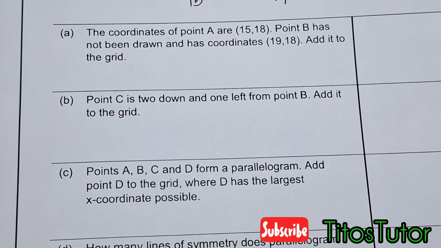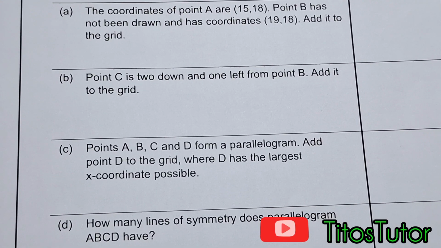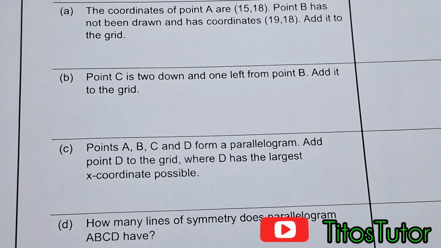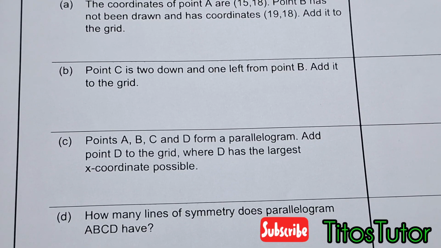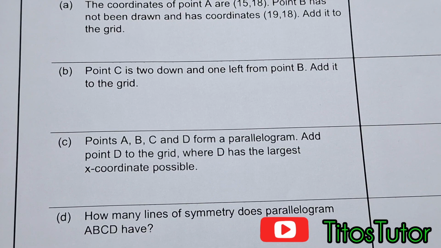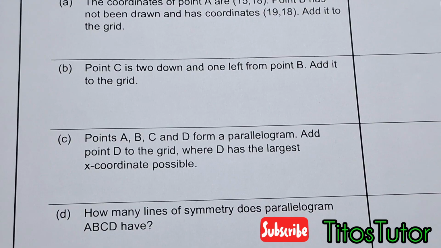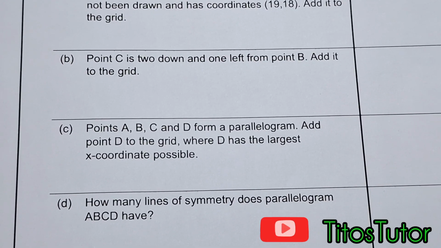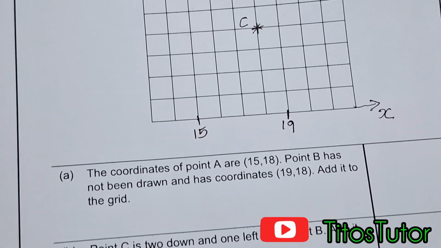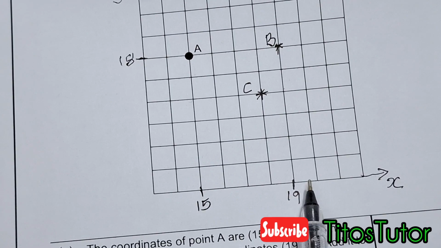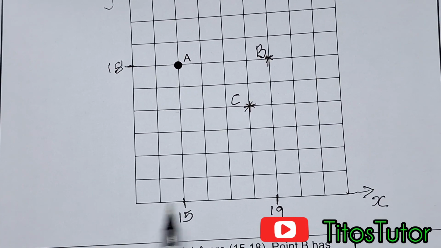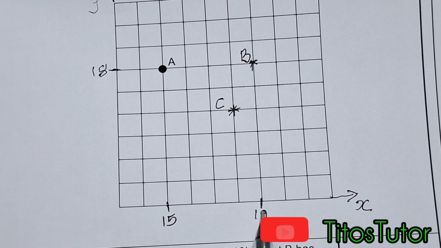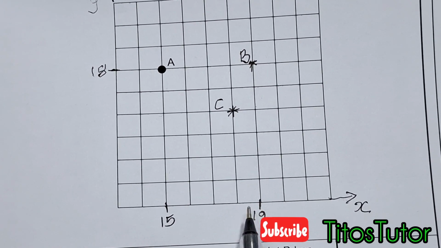Then we go to 14C. Points A, B, C, and D form a parallelogram. Add point D to the grid, where D has the largest x coordinate position. So D has to have the largest x coordinate. So for it to have the largest x coordinate, it cannot go back, because going back this way is the smallest x coordinate. Largest is 19 for now. B has 19 and it should be larger than 19.